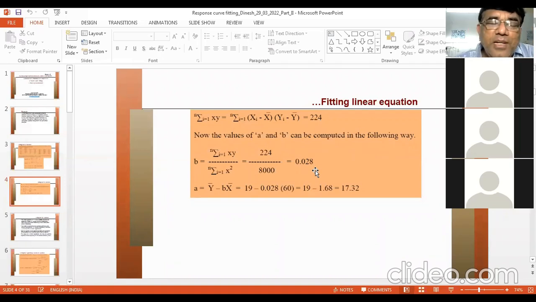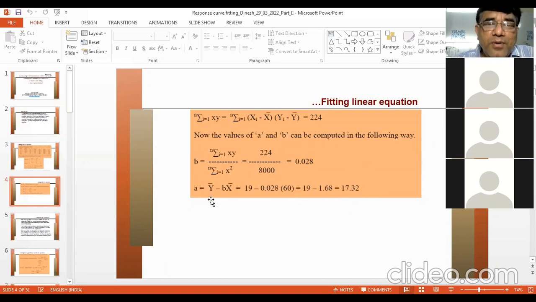It means that if you make a unit change in x, this much change occurs in y. So a is equal to y bar minus b x bar, a relationship already known to us. Y bar is the mean of y, so we can calculate the value of a by this relationship. a is equal to 19 minus, in place of b, you put 0.028 into 60, so 19 minus 1.68. So the value of a is 17.32.